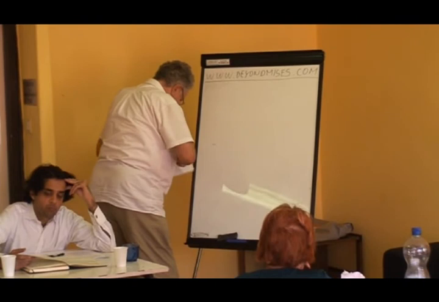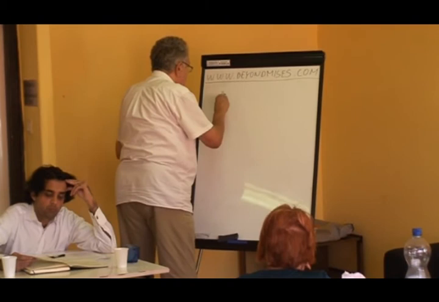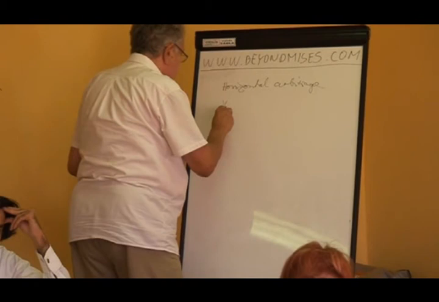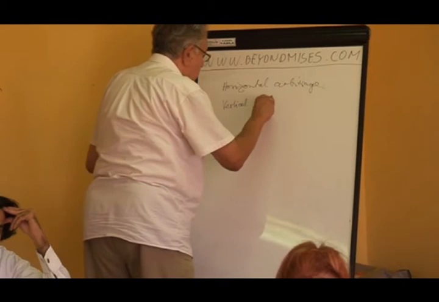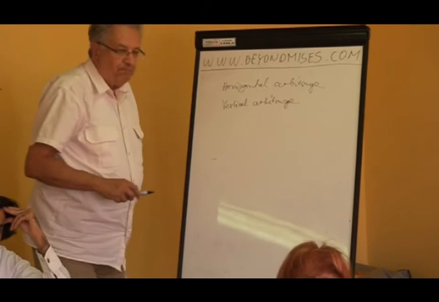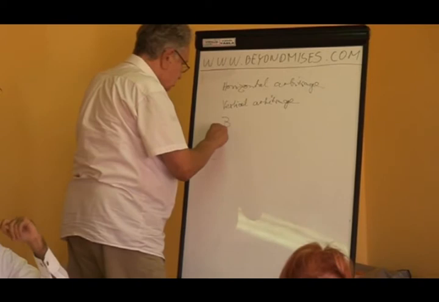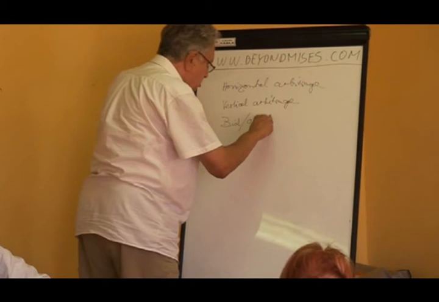So we are going to talk about horizontal arbitrage, and we are going to talk about vertical arbitrage, and the most common form of arbitrage is neither horizontal nor vertical. We refer to the bid-ask arbitrage.